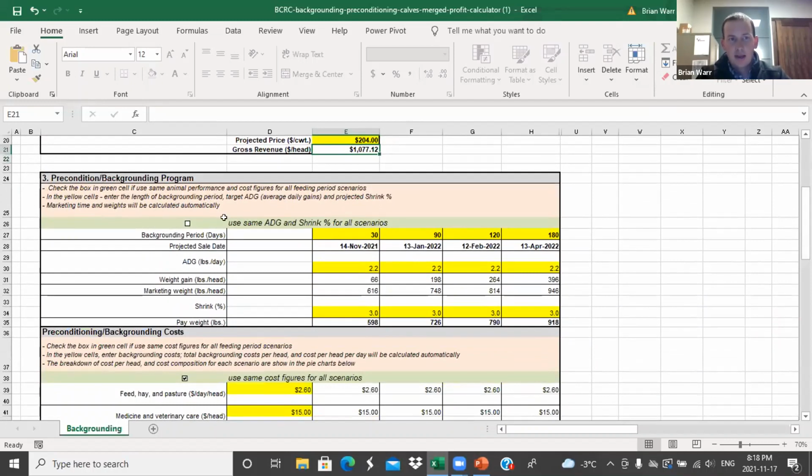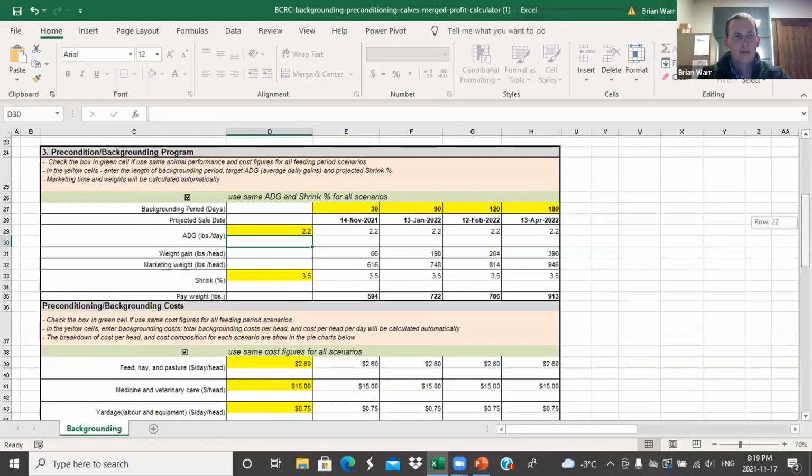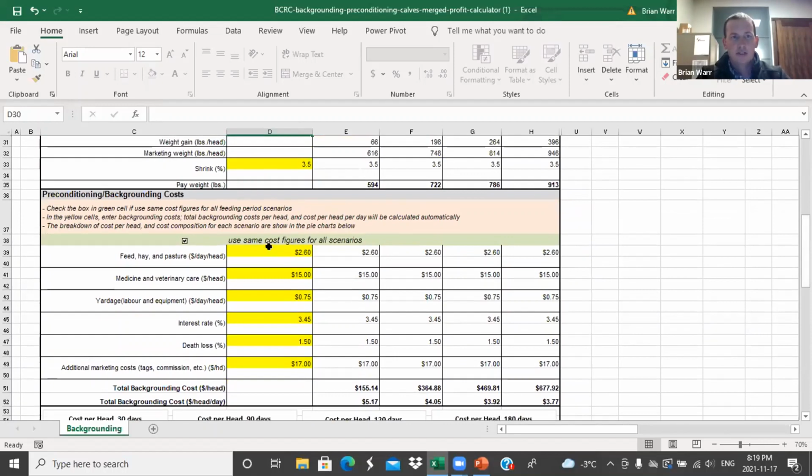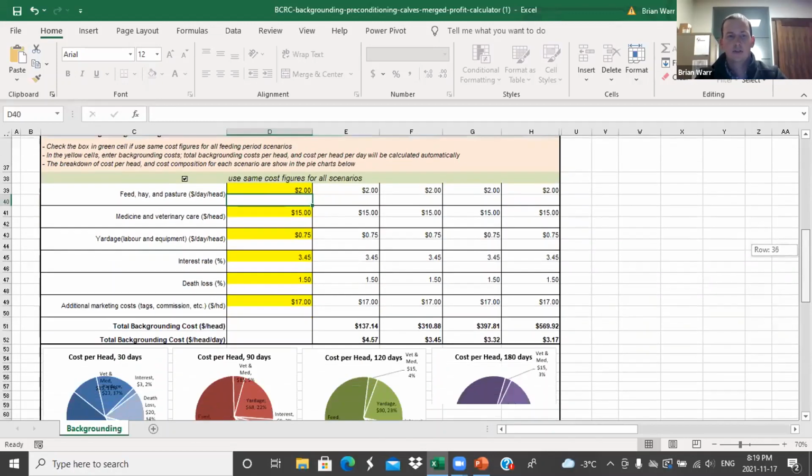Then I can come to step 3, and I can actually put in backgrounding information. And these are the days, the duration that I'm going to feed. So I could change those. I can put in my average daily gain. You can also check this little guy here. It's kind of cool. You just put this one in and it changes everybody in the row if you want to do all the same. Go down, you can put in your preconditioning costs. So we could do our feed cost, right? It's $2.60, probably pretty accurate. Maybe I found some cheap feed, now it's $2. I can change all those parameters.